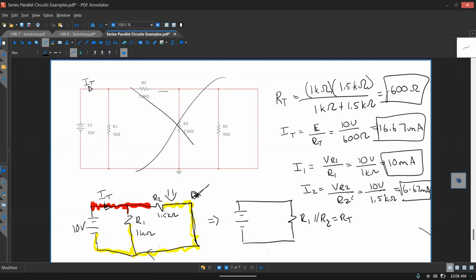That's pretty much all there is to it. The main thing about this one is I wanted you to see the effects of a short right here. This is a short. And basically all it does is short out, or you can say eliminate, anything that's in parallel with it. So in this case, this short right here eliminated R4 and R3, and they've been replaced with just a simple short right here.